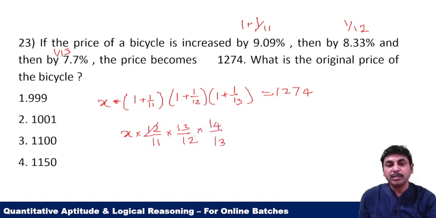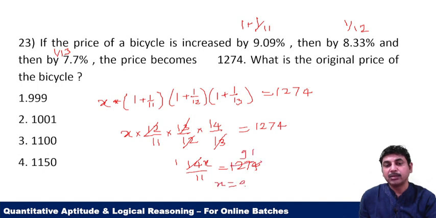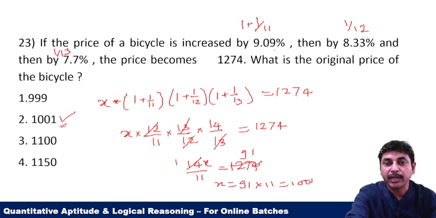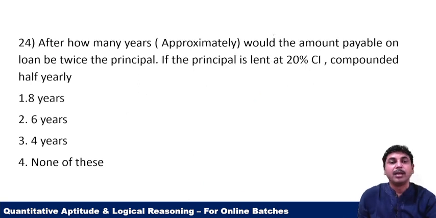So just simplify: the 12s and 13s will get cancelled. This is equal to 1274. So you get 14x divided by 11 is equal to 1274. If you divide this by 14, you will get 91 here. So x is equal to 91 into 11, which is 1001. So that is your option number 2. So knowing the equivalent percentages and fractions is very important.